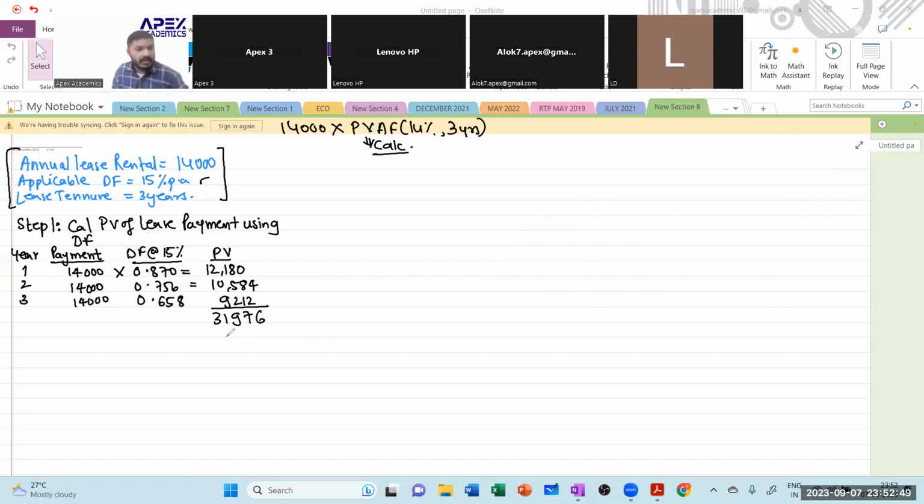This is step number 1. Here, what is this calculation? The present value of lease. On the basis of this step number 1, can I pass the first journal entry, which is right of use asset account debit to lease liability? Can this entry be passed? Yes, it can be passed.